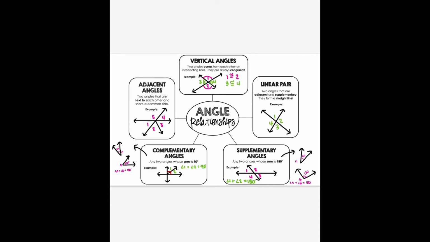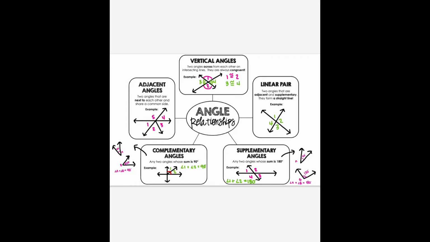Next, we have supplementary angles. They are any two angles that add to be 180 degrees. Again, I have a diagram on the side showing you that those angles do not have to be touching. They can just be any two angles. So if you have a 50 and a 130 degree angle, they add to be 180. They are supplementary.